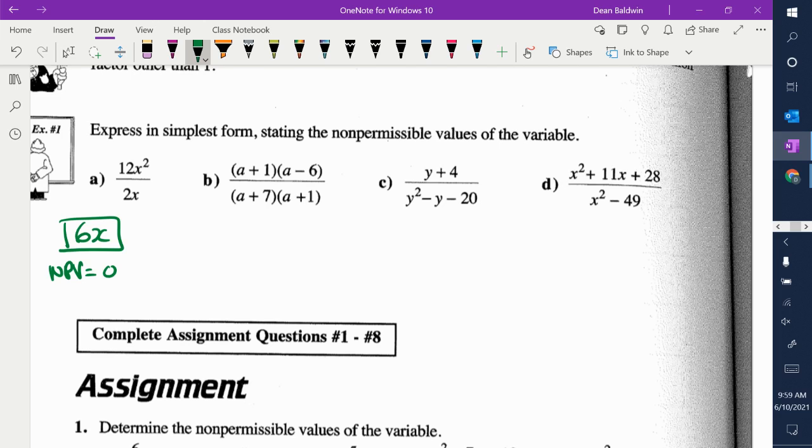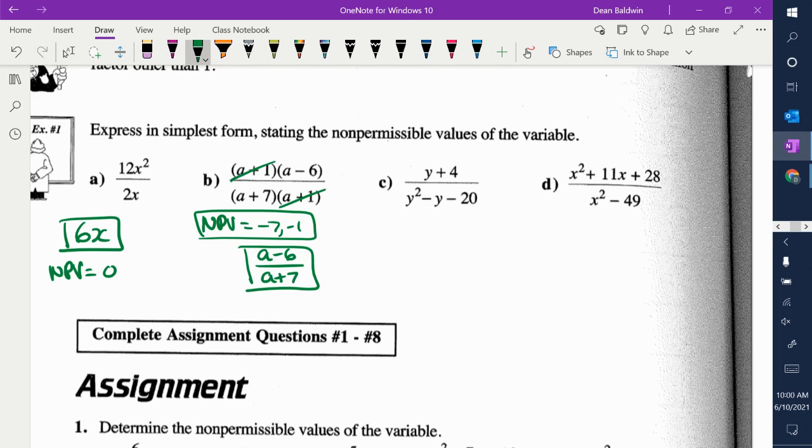All right. Second one. What are my NPVs? We'll do them first. It's already factored for us. How nice of them. What are my NPVs? Negative 7, negative 1. What can I cancel? So I'm left with a minus 6 over a plus 7. That's it.